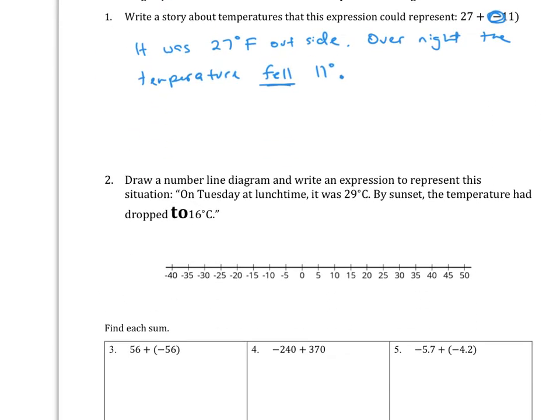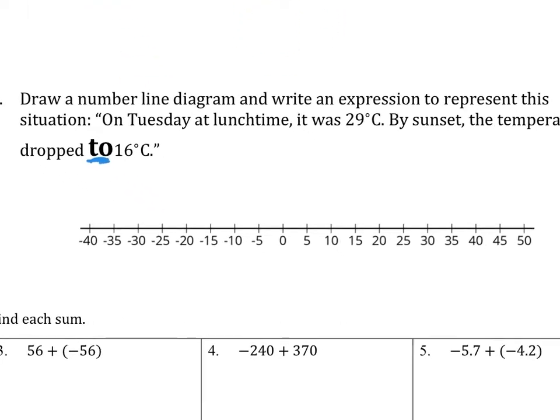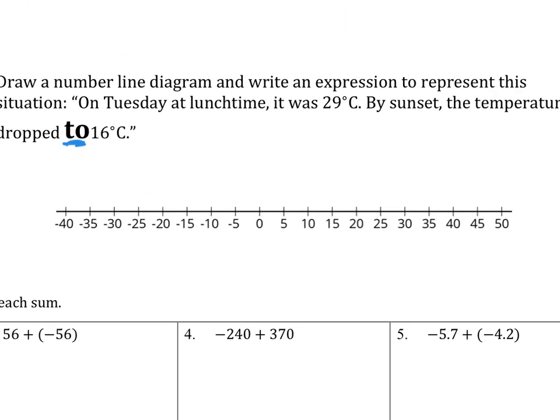All right, question 2 says to draw a number line diagram and write an expression to represent the situation. On Tuesday at lunchtime, it was 29 degrees Celsius. By sunset, the temperature had dropped to 16 degrees Celsius. Now, this word to is really important. It's saying that it dropped to 16 degrees Celsius, not that it dropped 16 degrees Celsius. So it's a very common mistake for students to think that they're going to be dropping 16 degrees, when in reality, you're actually dropping to 16 degrees.